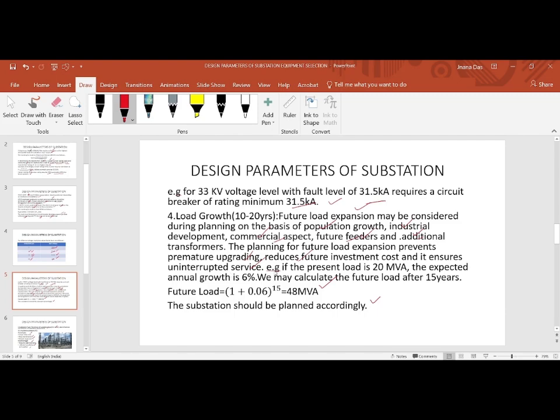For example, if the base load is 20 MVA and the annual growth is expected to be 6% per annum, we may calculate the future load after 15 years as 20 into 1 plus 0.06 to the power 15. That will be approximately 48 MVA. And the substation should be planned accordingly for the 15th year expansion.